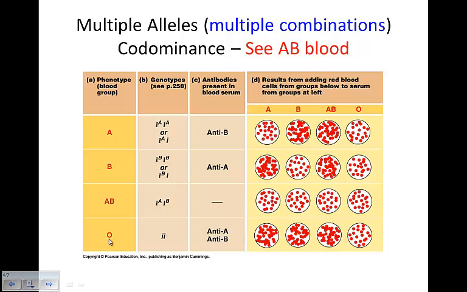Universal recipients are ones that can receive blood, which makes sense, okay? So donor, you're giving blood. Recipients, you're receiving it. They can receive blood from anyone. Since their blood cells have both A and B antigens, there's no reaction if those cells are mixed with A, B, AB, or O blood type.